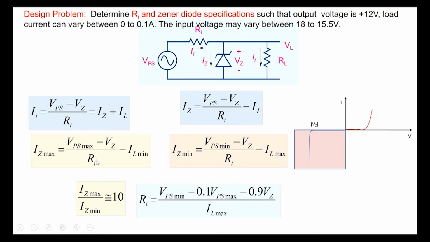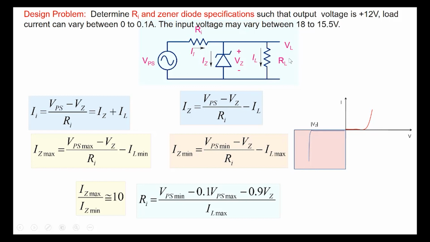Given by this, just taking a ratio and rearranging, we'll get VPS max minus this one here. And in deriving this equation, we have taken IL min equal to 0. So even if the problem gives you an IL min which is not 0, let's say IL min was 0.01 ampere, we should still design for IL min equal to 0, because it can always happen that nothing is connected to our RL, to our load here, or the load is removed.